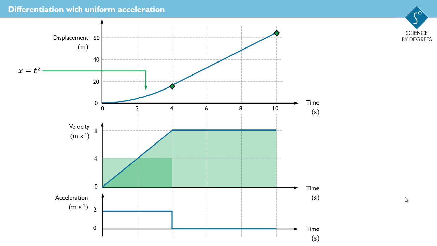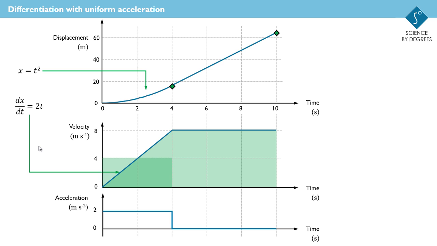So now we know that when we differentiate x equals t squared, we get dx by dt equal to 2t. And dx by dt is equal to the velocity. So the velocity is equal to the elapsed time, whatever that might be, multiplied by 2. A couple of examples: at this point here, when t equals 2, the velocity is 4. And at this point here, when t equals 4, the velocity is 8.